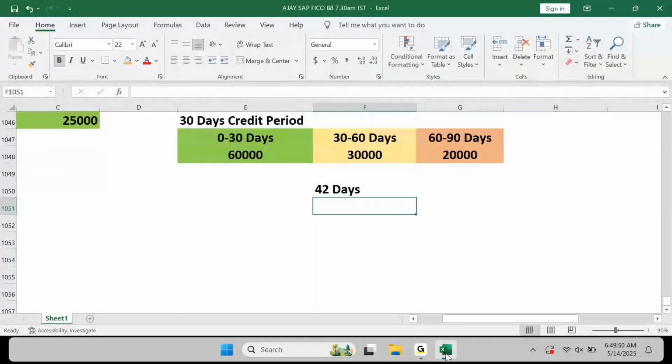Wherever your DSO is more than the credit period, you will sit and then investigate why we are receiving late payment from the customer. All this is valid information, a valid report to the business, or not required?